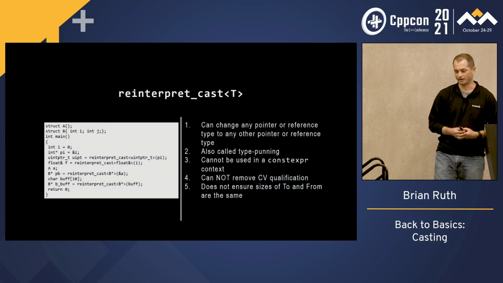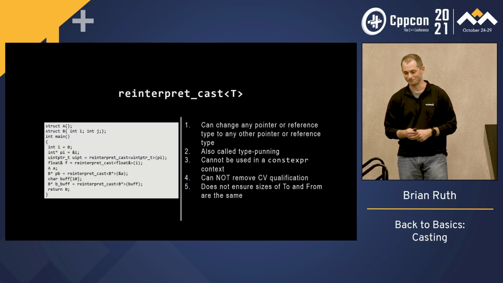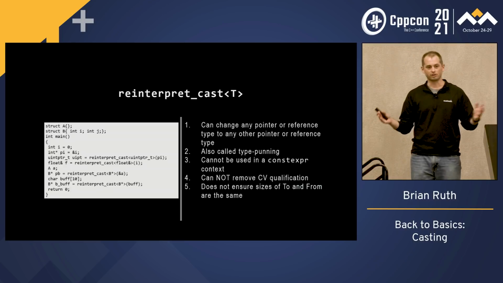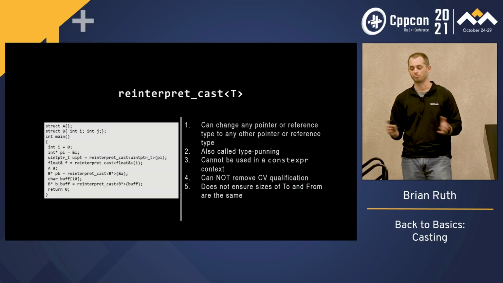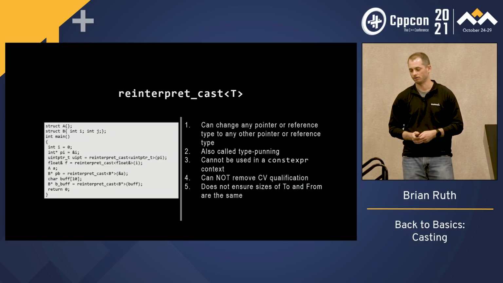Reinterpret cast. I know in Herb's keynote he mentioned that you shouldn't be using it, and if you do, it's up to you. But this is essentially the closest thing to a C-style cast. This can change any pointer or any reference type to any other pointer or any reference type. This may also be called type punning. You might hear it called that.